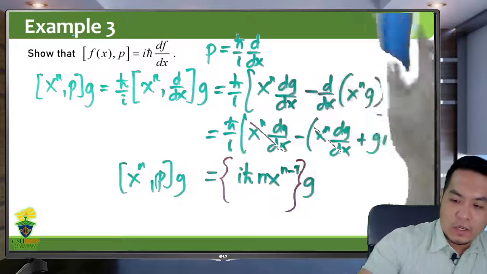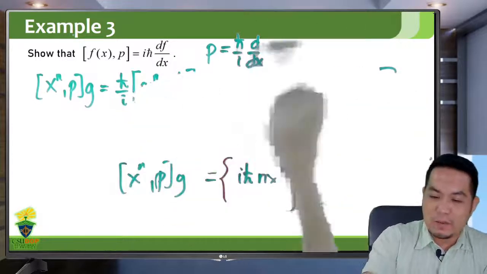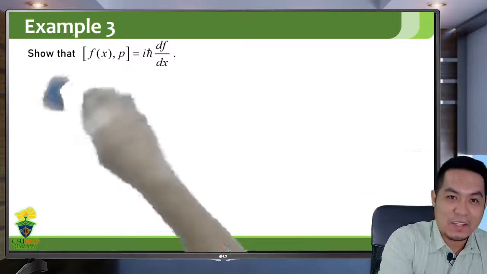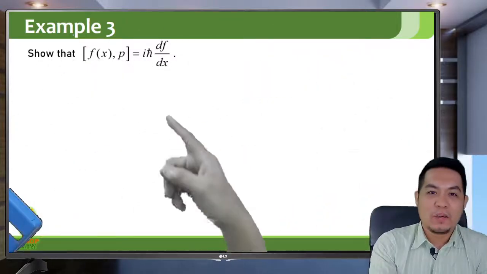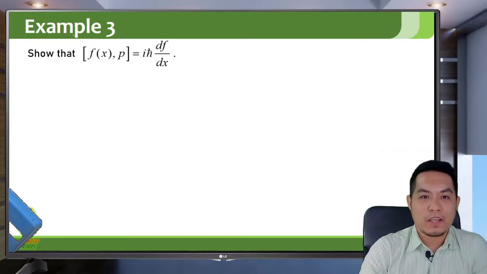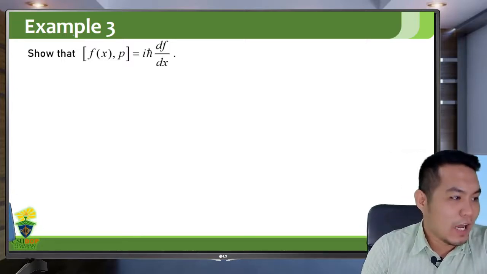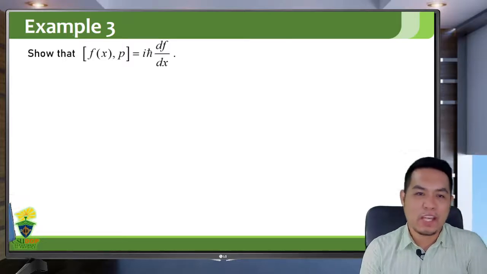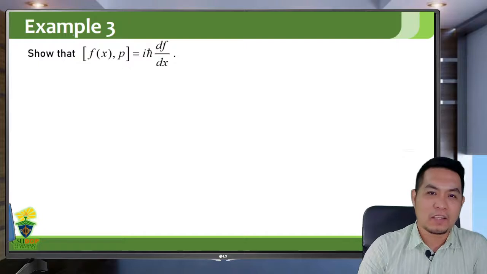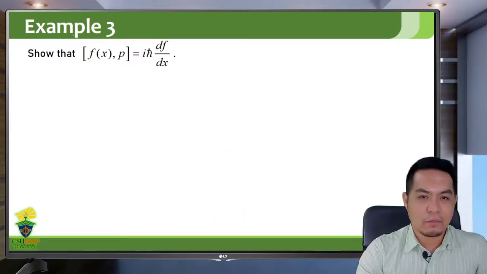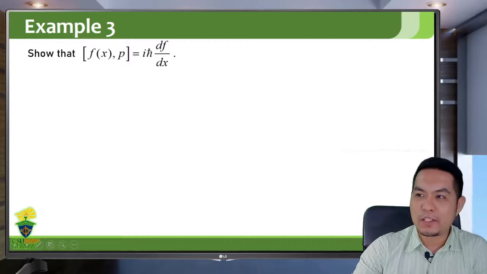I will just leave this example to you, since these are just very easy examples. Again, you need to let this act on a test function, say g, and do what we did in the previous examples. I'm just going to leave this to you.